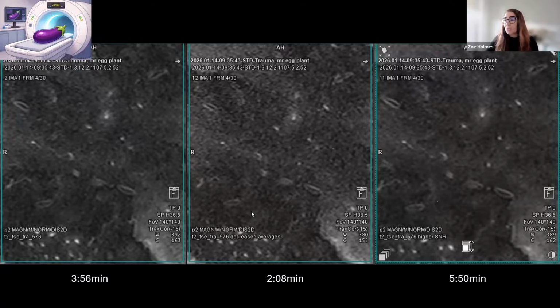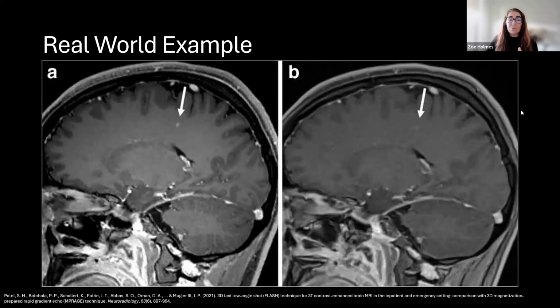How does this relate to a real-world example? Well, in this really fantastic study, we can see the difference between SNR and its ability to pick up small lesions. So clinically, here we have a conventional post-contrast 3D MPRAGE on the left. Its acquisition time is 4 to 5 minutes. Then on the right, we have a 3D FLASH with an acquisition time of 1 minute. So in this study, the same patient had post-contrast MPRAGE, and then the FLASH equivalent.